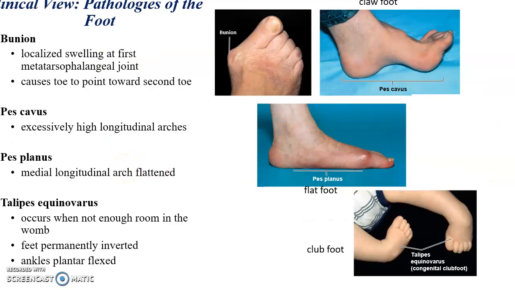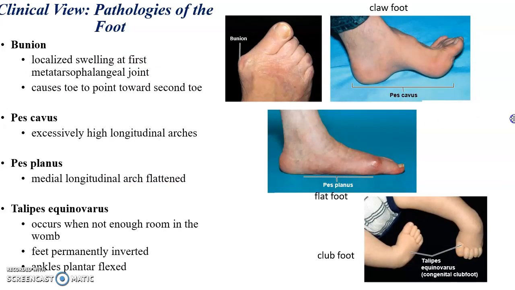All right, finally, we have some disorders associated with the foot. There's the bunion. Bunion is a localized swelling, often between the first metatarsal and the proximal phalanx 1, and that causes a distortion of that joint, causing the big toe to point outward toward the second toe, and this is a somewhat painful occurrence.